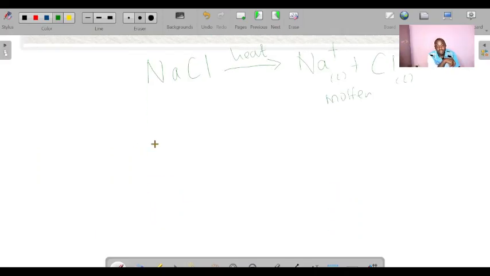Alternatively, we can also have the same solid. Remember, this is the solid. And now you can bring in water. So what you are going to have is that our chloride ions are going to be free. So again, now they're in aqueous state.